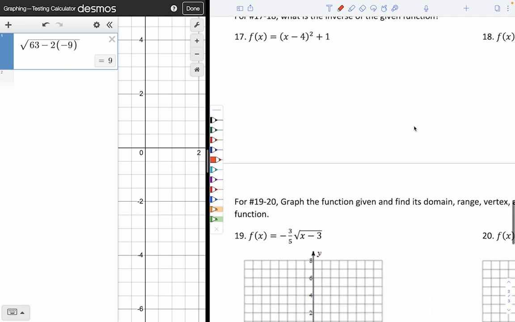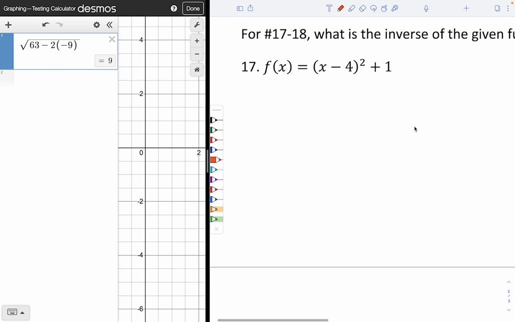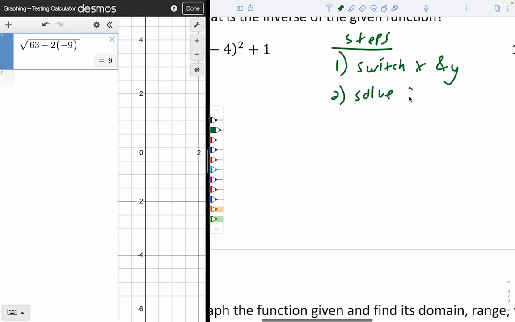Let's do number 17. Okay, first let's do the steps for inverse equations. So steps for inverse equations. Step 1, switch x and y. Step 2, solve for y. So those are the steps for inverse equations.